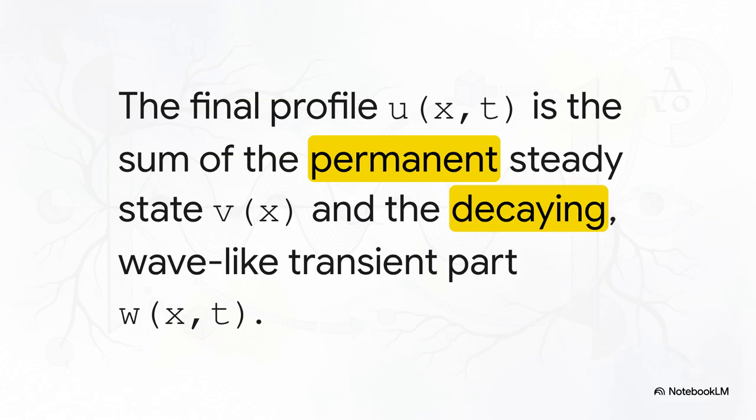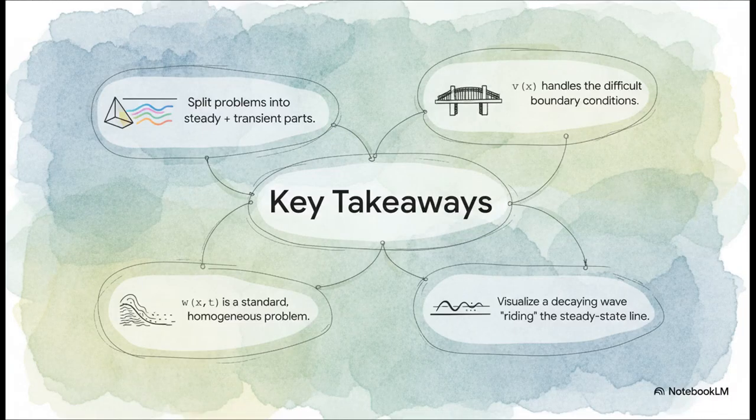It's a great visual. So to wrap it all up, what are the big things to remember? Number 1, do not fear non-homogeneous boundary conditions. They're not that bad. The trick is to just split the problem in two. Let the simple steady state function, v of x, take care of all the messy boundary stuff. That leaves you with a standard, easy problem for the transient part, w of x,t, which you already know exactly how to solve. And always, always keep that picture in your head, a decaying wave riding on a simple line.